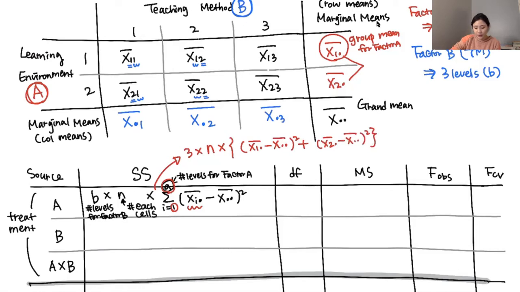And my degree of freedom is the number of levels minus 1. So we have the number of levels for factor A minus 1, which is a minus 1. And mean square is sum of square A divided by mean square error. Mean square for factor A is sum of square A divided by degrees of freedom of factor A, which is a minus 1.